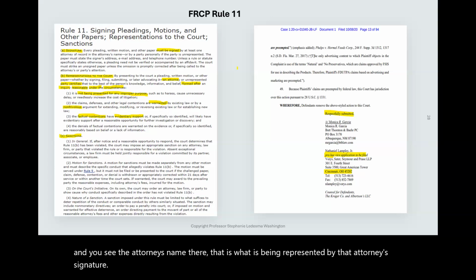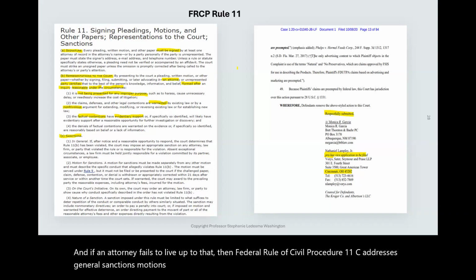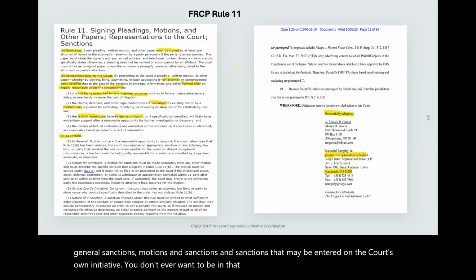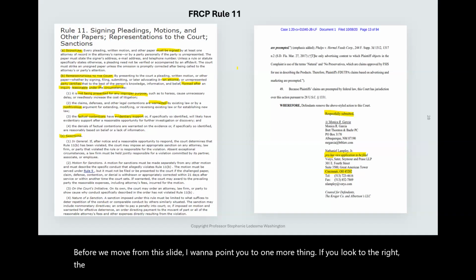And if an attorney fails to live up to that, then Federal Rule of Civil Procedure 11(c) addresses sanctions, including motions for sanctions and sanctions that may be entered on the court's own initiative. You don't ever want to be in that situation. Before we move from the slide, I want to point you to one more thing. If you look to the right, the actual signature block of the notice of filing, you will see Nathaniel Lampley Jr., pro hac vice, application to be filed. What does that mean?